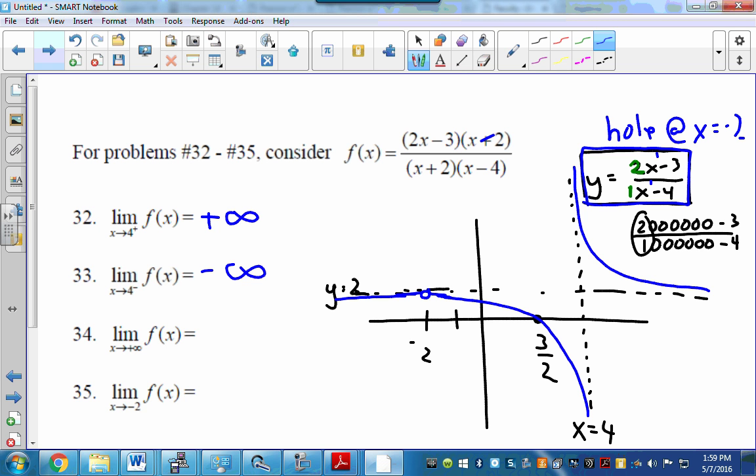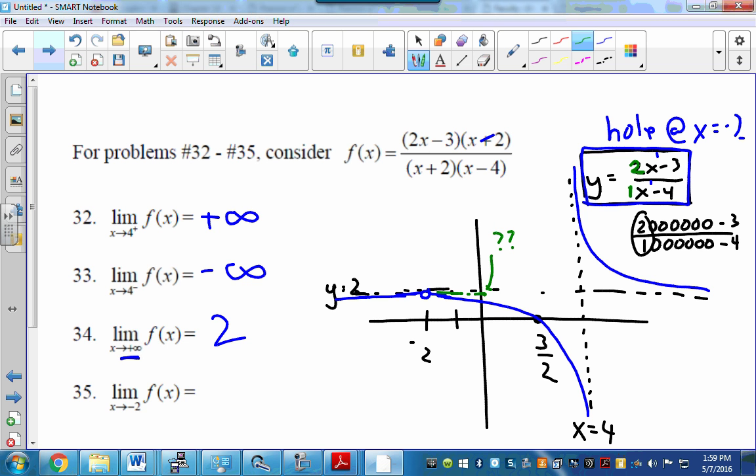What happens as x increases without bound? Remember, this is our end behavior. We have that horizontal asymptote at 2. And what happens when x approaches -2? Good question. As x approaches -2, this hole is some value here. It's some value less than 2. Don't know what it is.